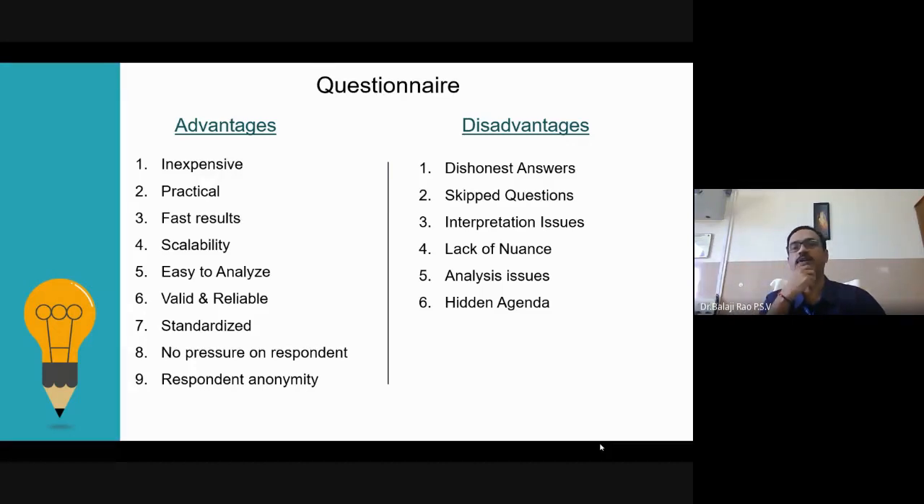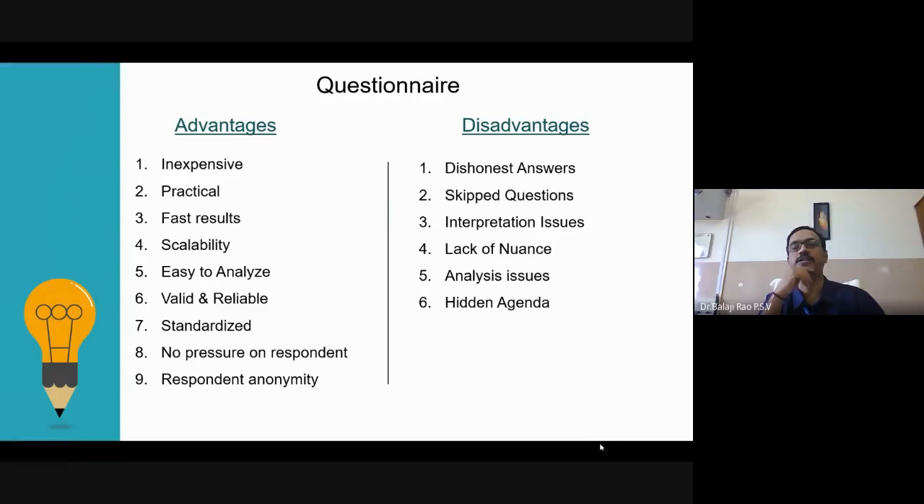And lack of nuance: there are chances that the respondent may not be a true respondent or a true sample for us, but yet they keep answering. There are also such chances with questionnaire-type instruments, because the researcher will not always be there with the respondent. The respondent answers in a different location, the researcher is in a different location, and there are a lot of intermediaries between them. And also, analysis issues: the same information projected may be interpreted in different ways and with different perceptions.